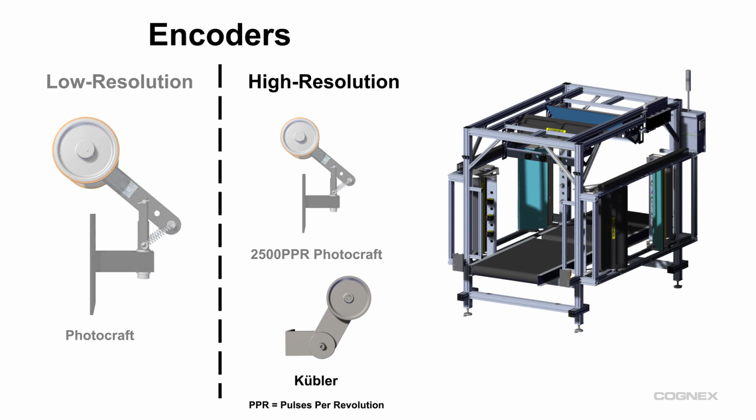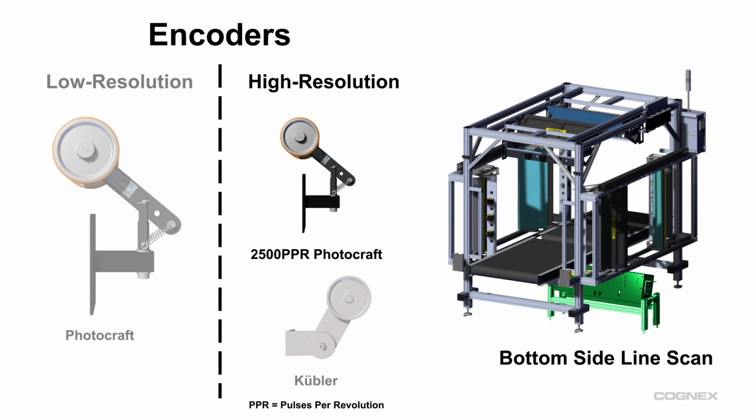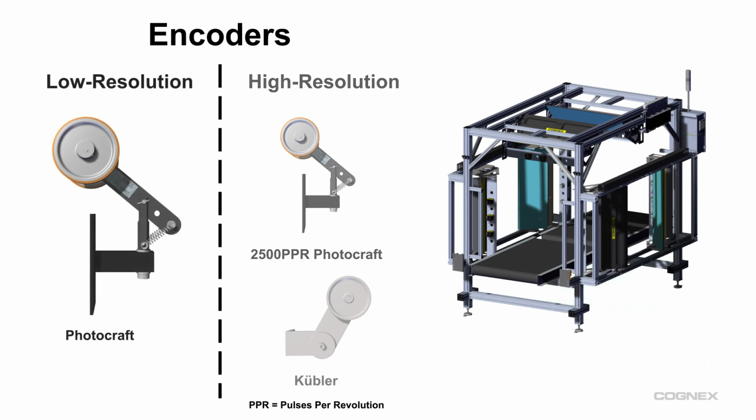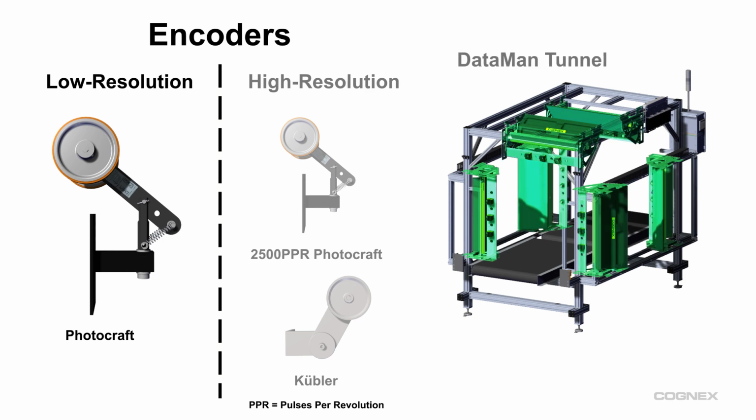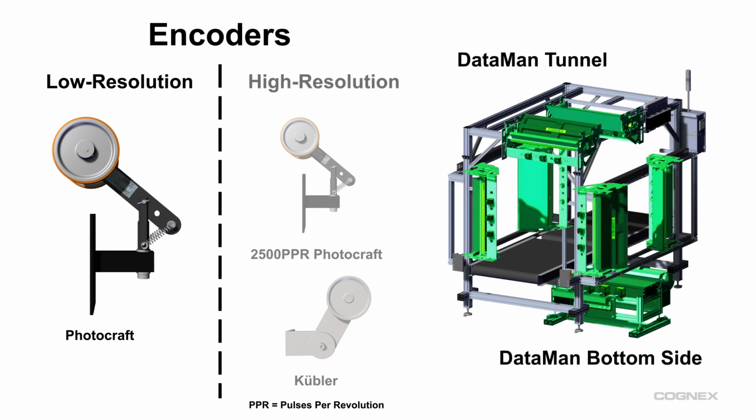The Kubler is a high-resolution encoder used for the Mettler-Toledo dimensioner. The bottom side line scan uses a 2500 pulse revolution photocraft encoder. The low-resolution photocraft encoder is used for multiple solutions, such as the Dataman 5 or 6-sided tunnels and Dataman bottom side.